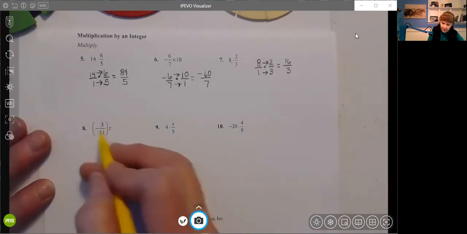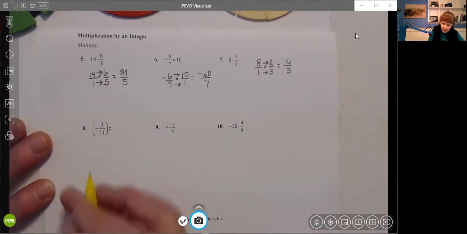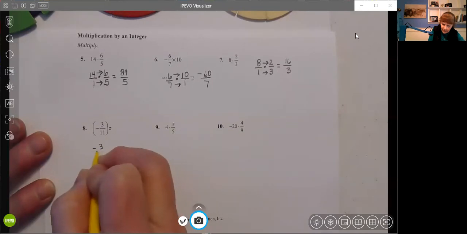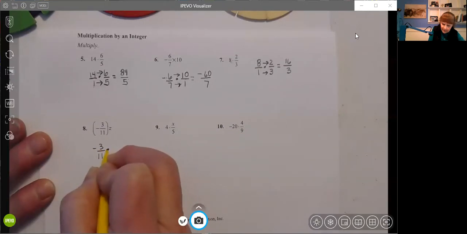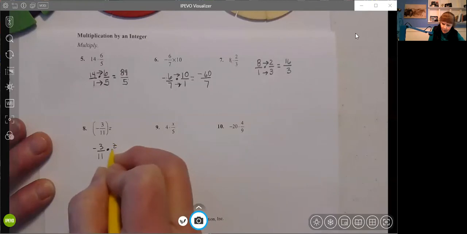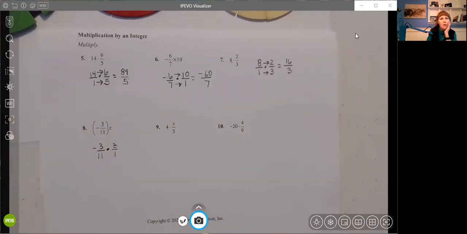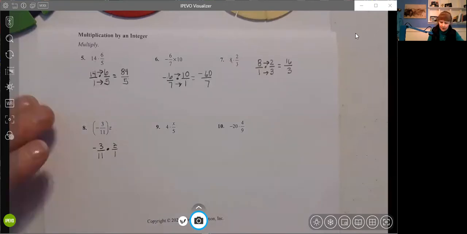So we have, again, parentheses means multiply. So we have a negative 3/11 times z over 1. I put the z over a 1, just like I put the 10 over the 1. And I multiply straight across.